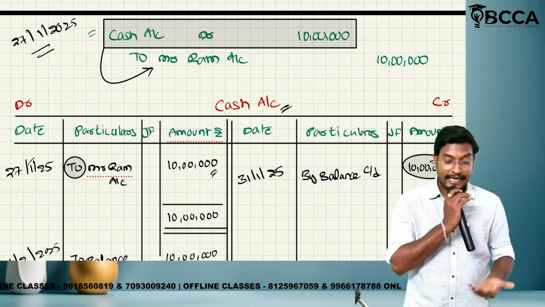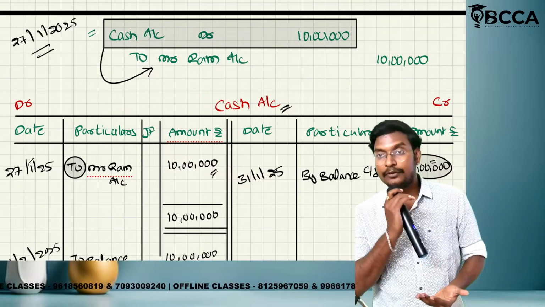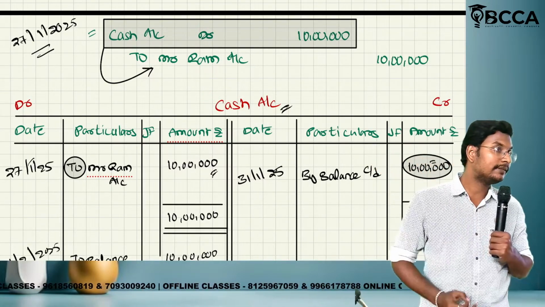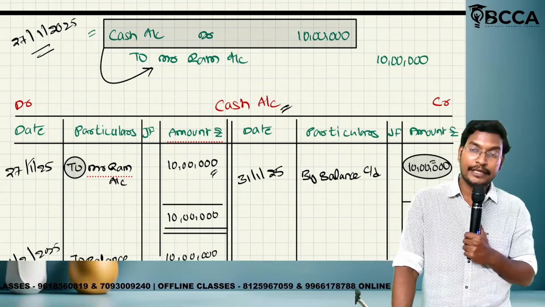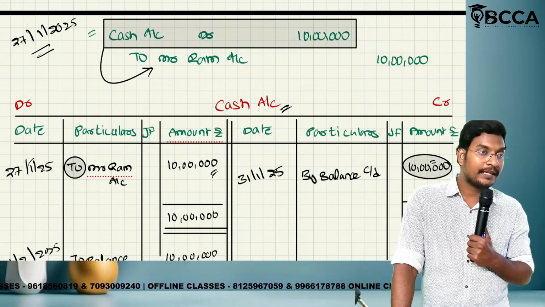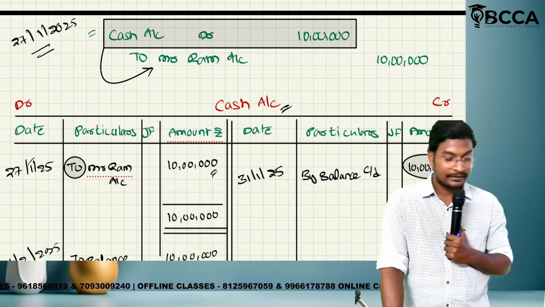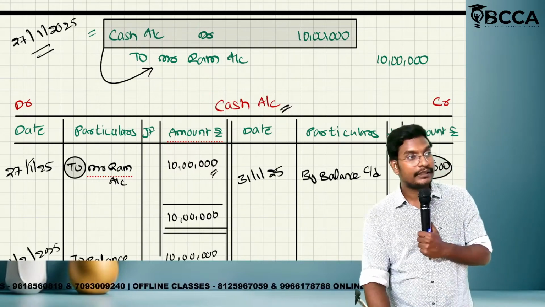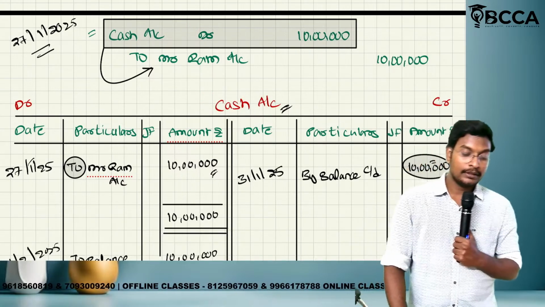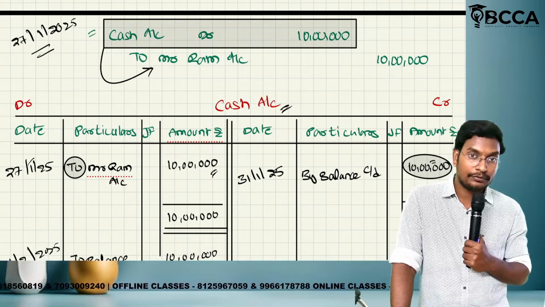So what is the journal entry? We have cash account debit to Mr. Ram account. First of all, we have opened the cash account. So what is the ledger format? Date, particulars, JF, amount. JF means journal folio. It is the reference page number of the journal from where we have taken this particular cash. On the left hand side we will record the debit record. On the right hand side we will record the credit record.